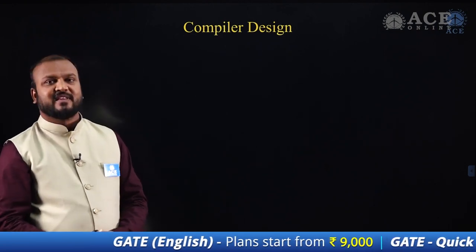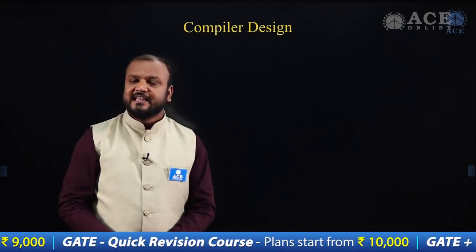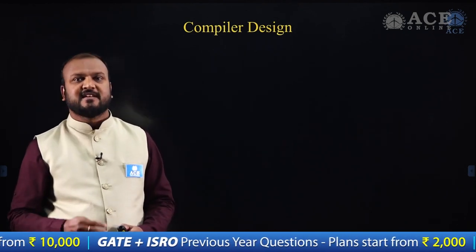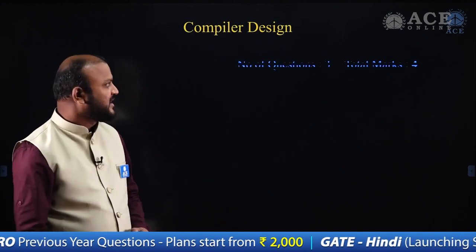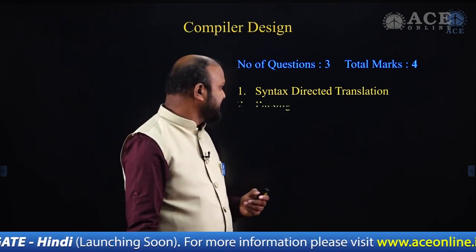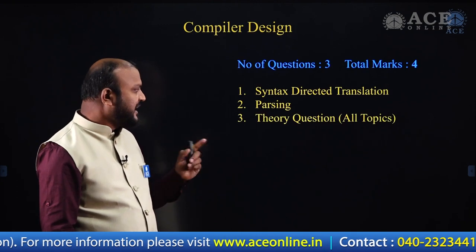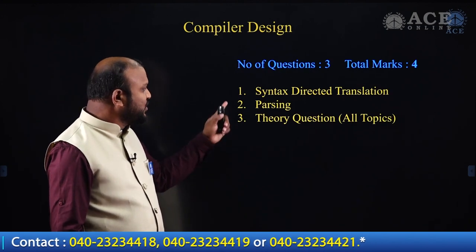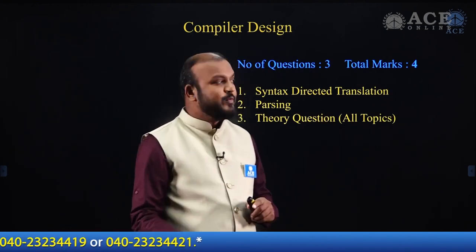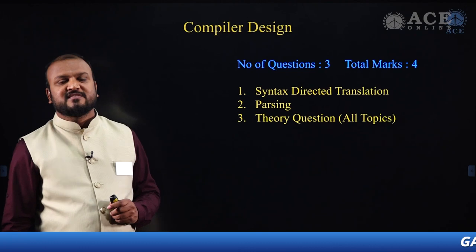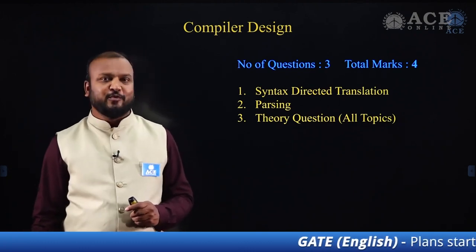I am going to discuss GATE 2022 solutions of the subject compiler design. In GATE 2022 from the compiler design, there are totally 3 questions asked, consisting of totally 4 marks. Those 3 questions are from the topics syntax directed translation, parsing, and one theory question which covers all the topics. There are 2 questions of 1 mark and 1 question of 2 marks, totally 4 marks asked from the compiler design subject. Here I am going to discuss all those 3 questions in a more detailed way.